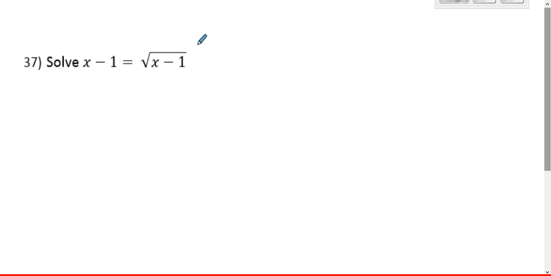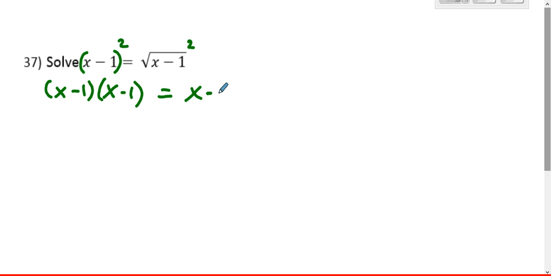Same type of question. Square both sides to get rid of the square root. In this case, you have to FOIL because it was x minus 1 that you got to square. So I'll write it out. So when we FOIL this, when you multiply it, x times x, x times negative 1, negative 1 times x, and negative 1 times negative 1.